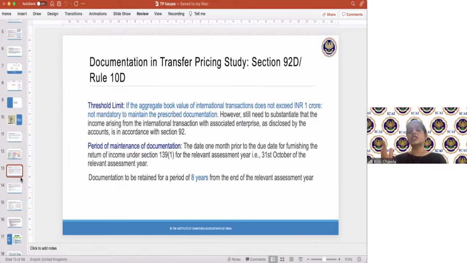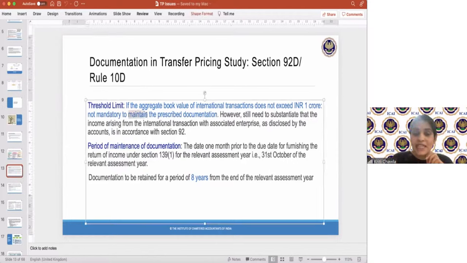And the TP study has to be maintained for a period of 8 years, by 31st October, etc. But the very interesting point is that the law, Section 92D read with Rule 10D, says that you have to maintain the prescribed documentation. The word of the law is that you have to maintain it. The income tax authorities do not say that you need to actually upload this transfer pricing study somewhere. You just have to maintain this study and keep it as part of the company records and the official records.